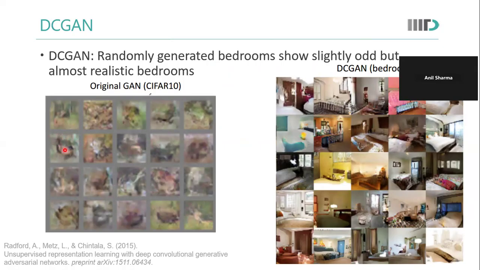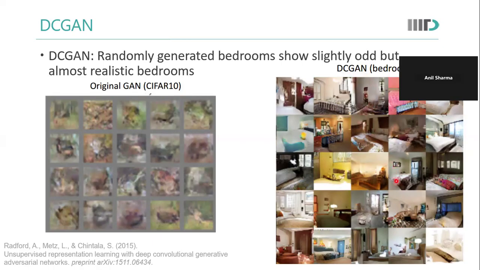For example, you can see that there is a bird kind of structure, but you don't know what it is, right? There is a line kind of thing, but you don't know what it is, right? So the images are generated, some kind of spatial information was trying to be captured, but it is not very clear. But see the DCGAN, right?